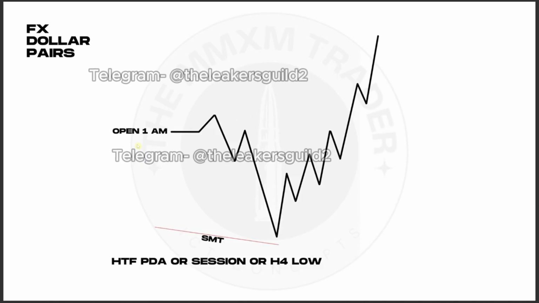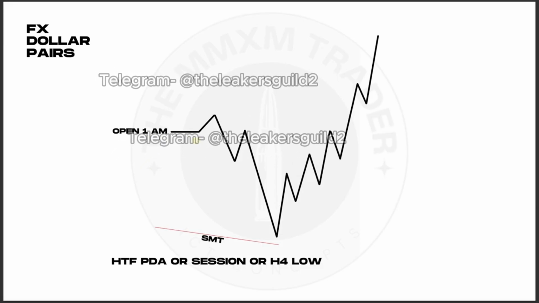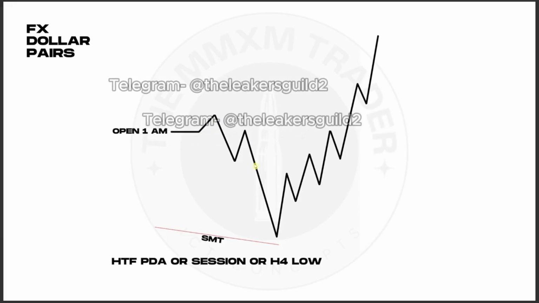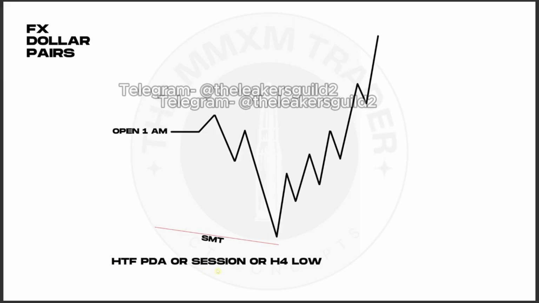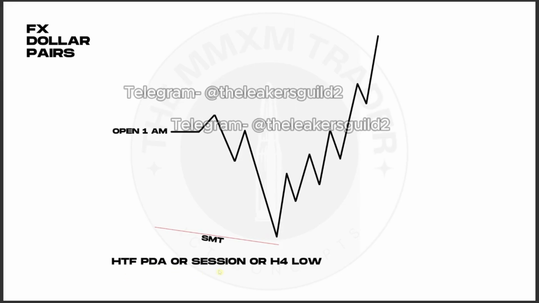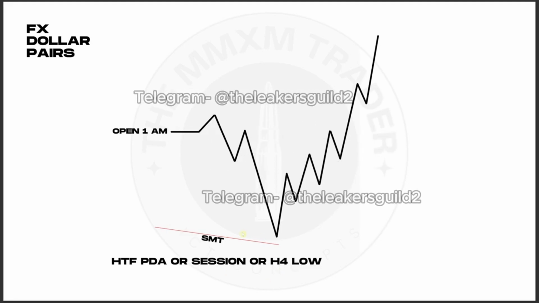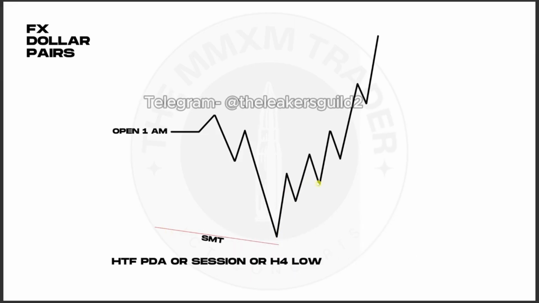Now for a bullish example, right, we've got the 1 a.m. opening of that 4-hour candle, right, the London session 4-hour candle. Price trades down lower into either a higher time frame PD array or a previous session low, which could be the Asia session, or a previous 4-hour candle's low, and then with that SMT on that low, we want to see a distribution phase happen towards the draw on liquidity, which should be higher.